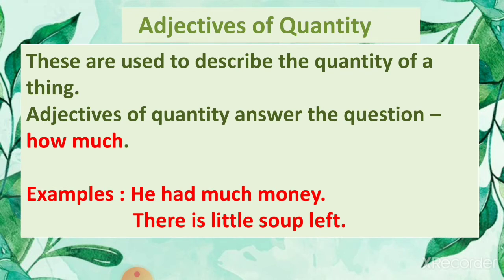Adjectives of quantity. These are used to describe the quantity of a thing. Adjectives of quantity answer how much. He had much money. There is a little soup left, right? Now here, much and little describe the quantity of money and soup, right? So these are examples of adjectives of quantity. Adjectives of quantity always answer the question how much.